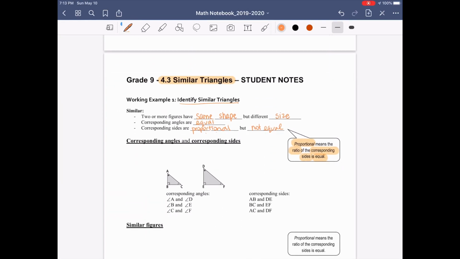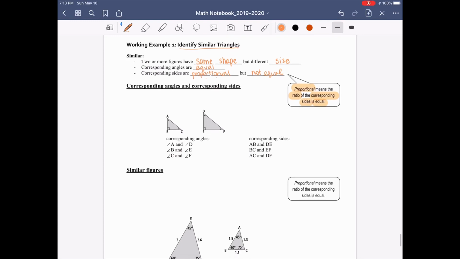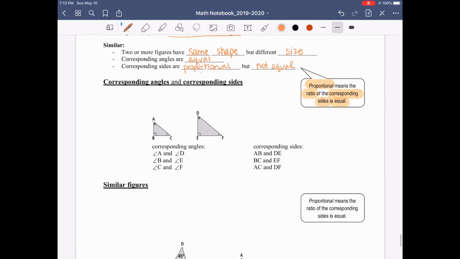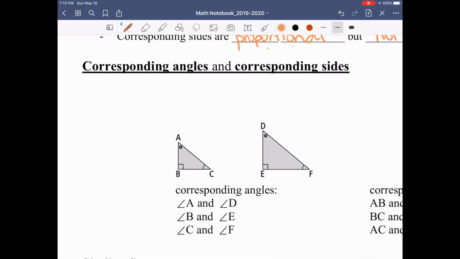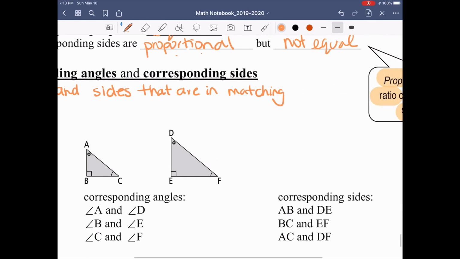Before we get into the definition of similar and similar figures, which we wrote already, we have to talk about what is a corresponding side and a corresponding angle. So corresponding angles and corresponding sides are basically angles and sides that are in matching positions.